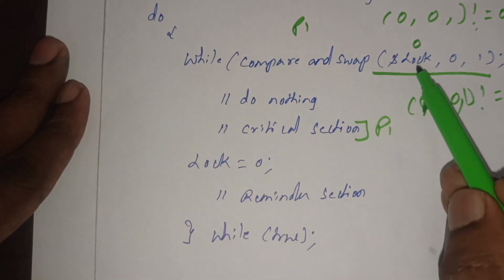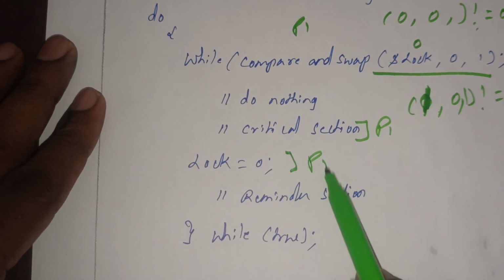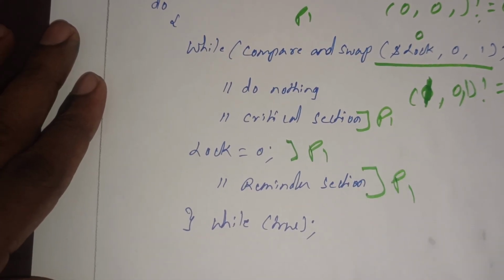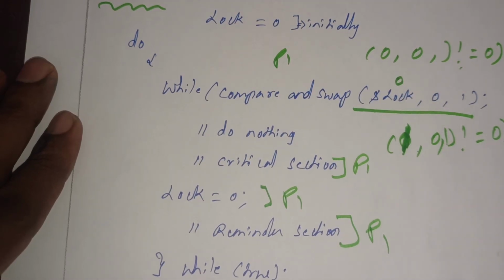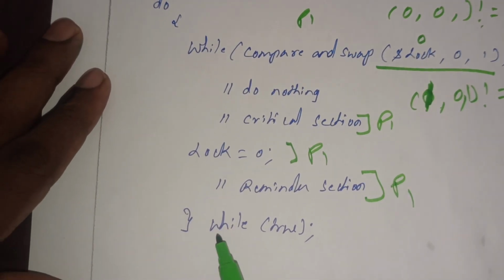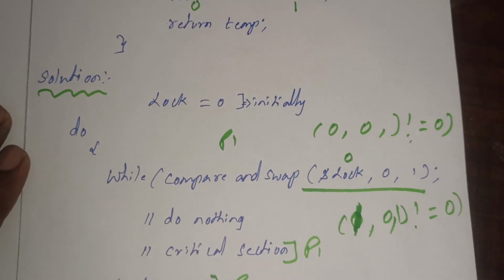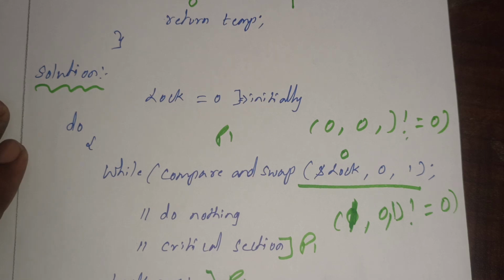Right? Now, if the value has been set to 0, this will be done by P1. Now the lock is 0. Anybody who is waiting outside can come and enter. Right? So this is how this will always be true when this condition is exactly true for this P1. So this is how compare and swap is actually working. Swap and compare is in one line.